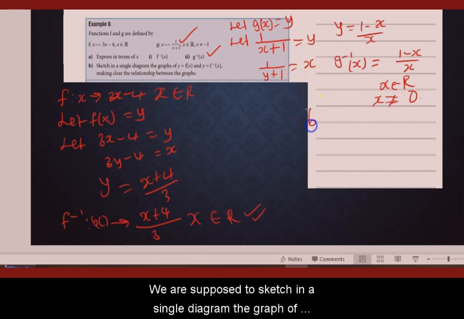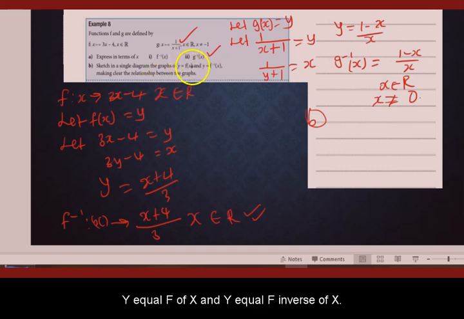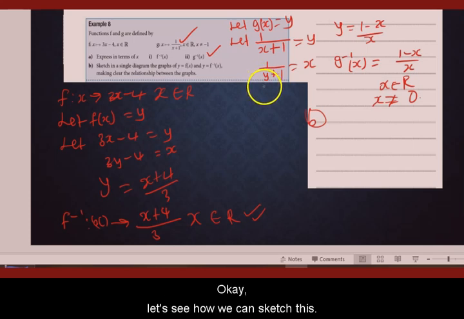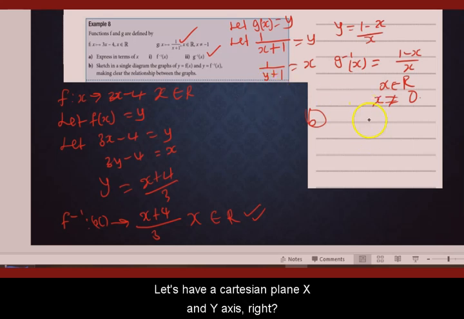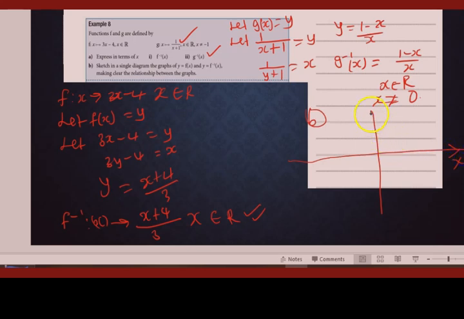B. We are supposed to sketch in a single diagram the graph of y equals f of x and y equals f inverse of x. You want to sketch that? Okay, let's see how we can sketch this. Let's have a Cartesian plane, x and y axis. I will show you a clear picture. This is just a sketch, so don't mind my drawing.